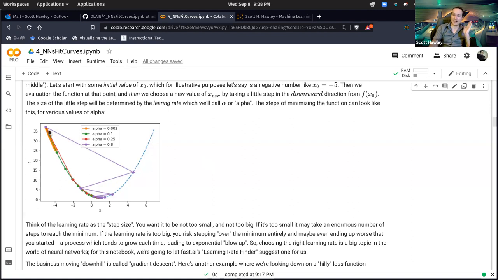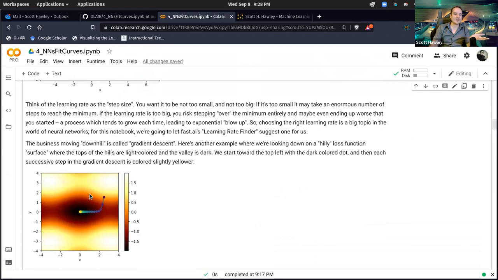So for today, rather than go into a really deep discussion about choosing learning rates, I'm just justifying the use of the word learning rate and what it is. It's the size of the step that we take, essentially, as we're going farther down. All right, just another picture.